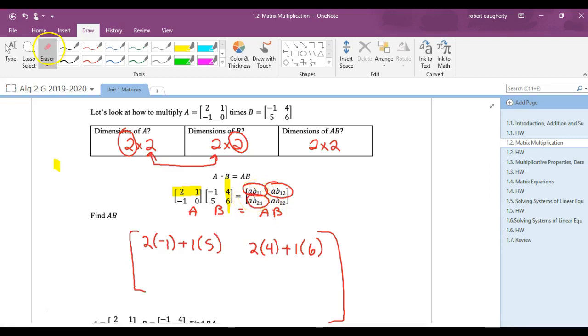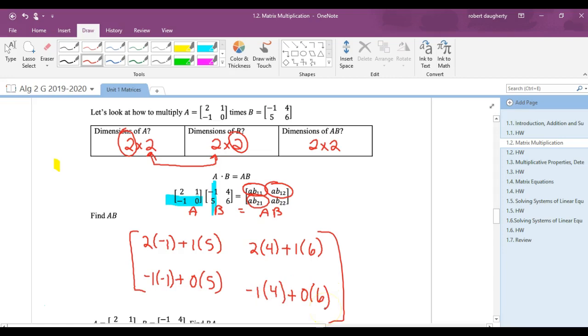In order to find that number, let me erase this. I need to look at what row? Yeah, second row, first column. So that's going to give me what? -1 times -1 plus 0 times 5. And then the next one is going to be what? Second row and second column. So that's going to be -1 times 4 plus 0 times 6. Okay. So everyone see how I did that?